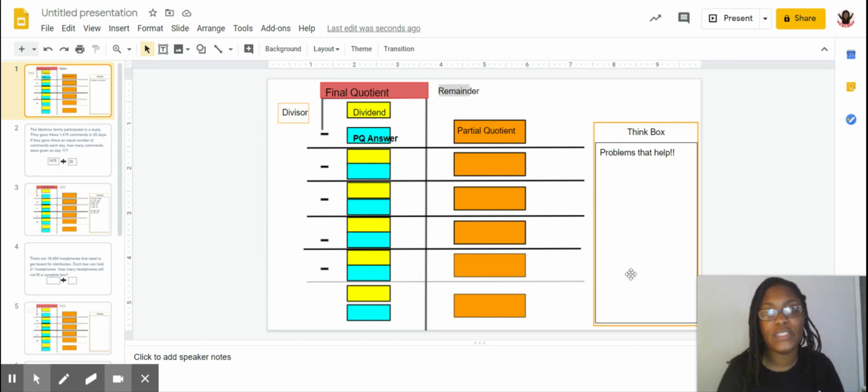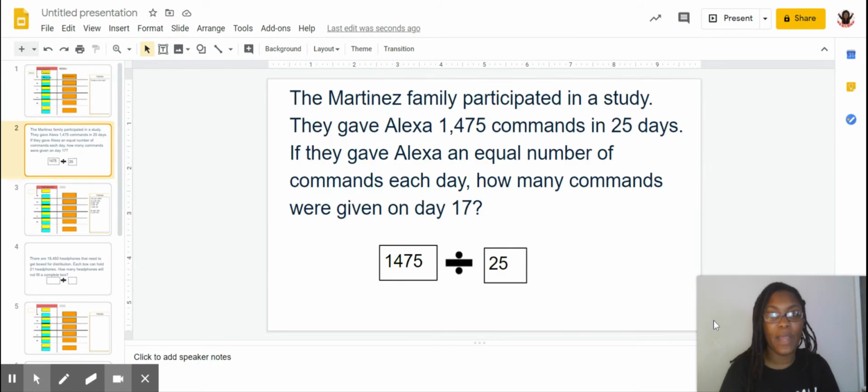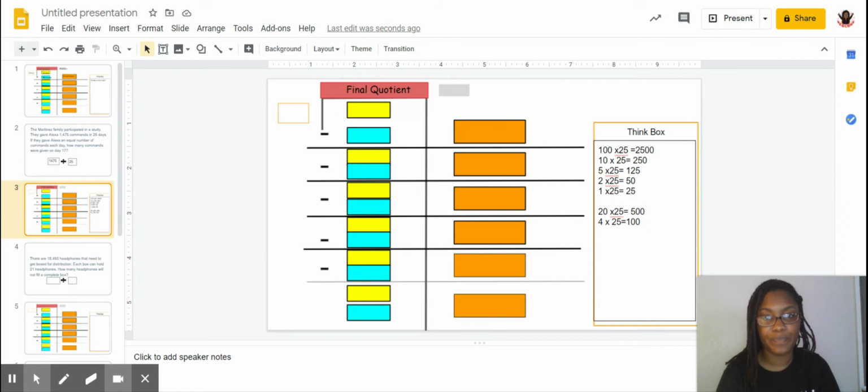Hi guys, so today we're going to be using partial quotient to help us divide multi-digit numbers. So I'm not going to read, but go ahead and pause and read the problem that we're going to be using. We're going to be doing 1,475 divided by 25.